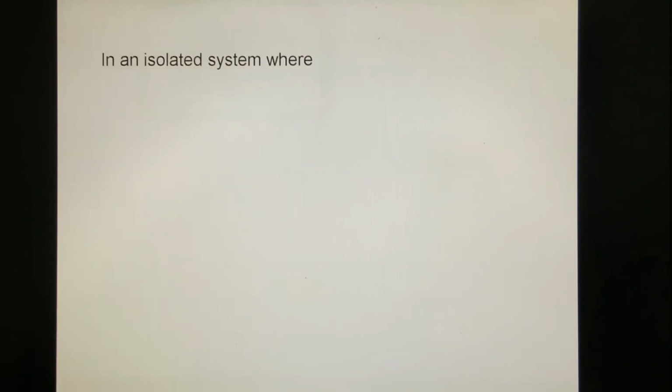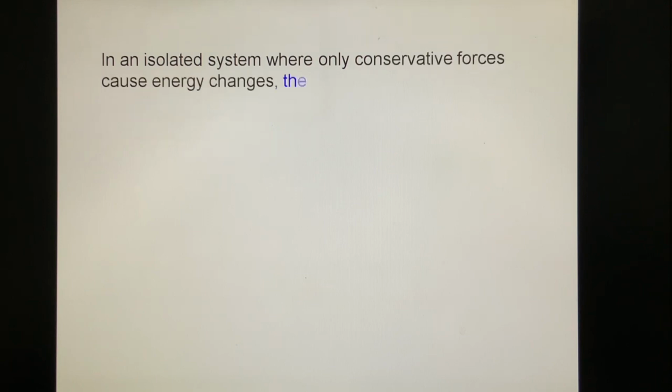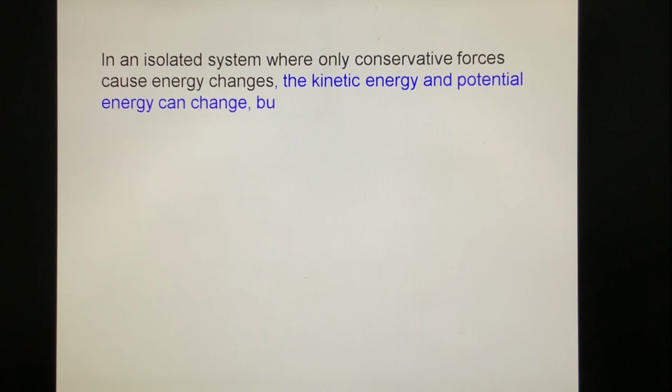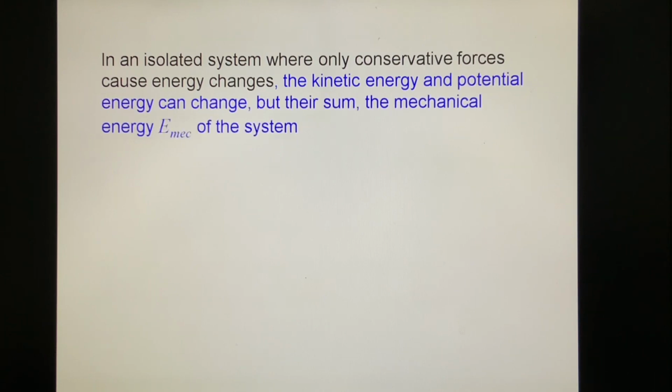In an isolated system, where only conservative forces cause energy changes, the kinetic energy and the potential energy can change, but their sum, the mechanical energy E mechanical of the system, cannot change.